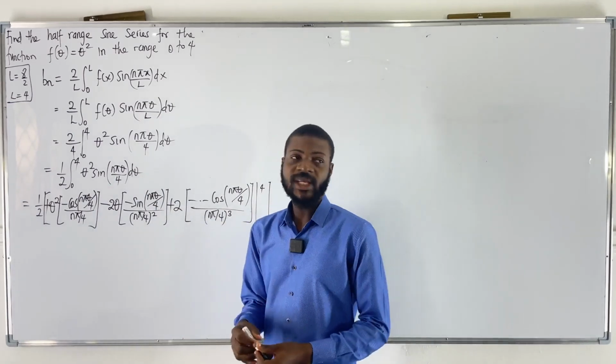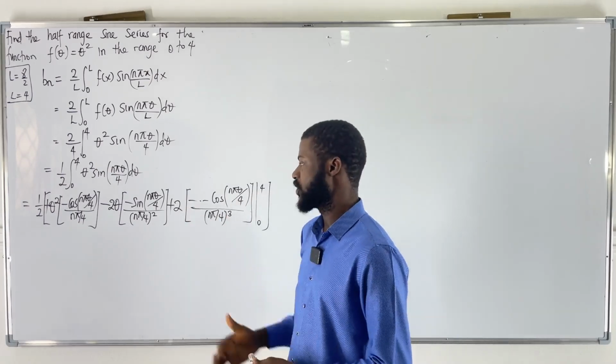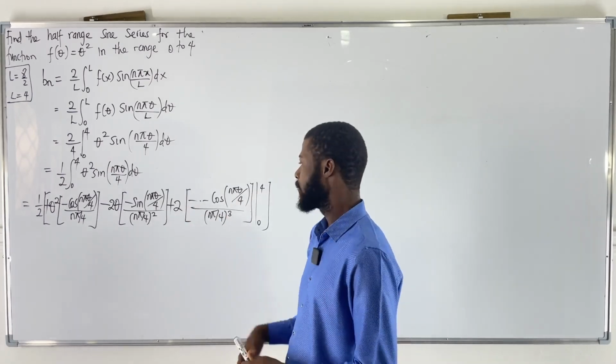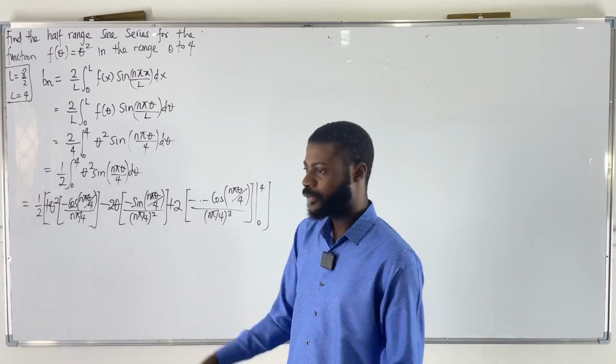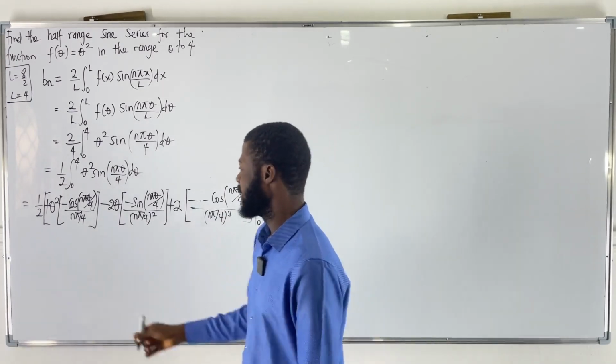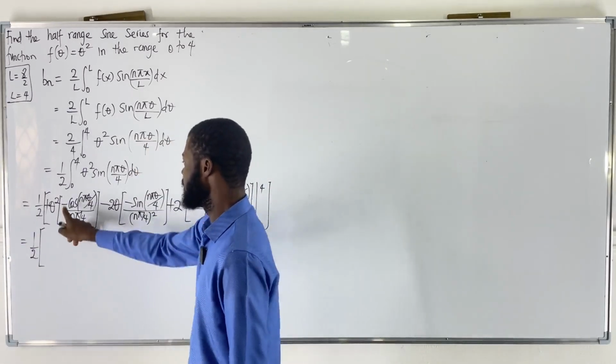Now, if you want to use integration by parts, you're still going to have the same answer. Now, let's simplify this whole bracket. It's looking too bulky. So let's do this. This will be a half, and then this is a negative.